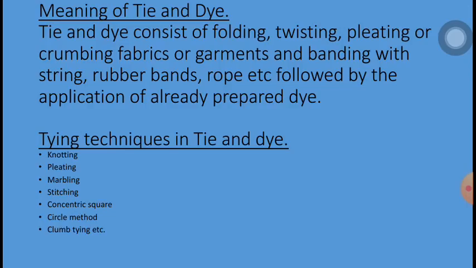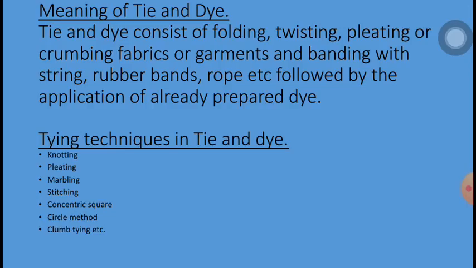Now, the meaning of tie and dye. Tie and dye consists of folding, twisting, pleating or combing fabrics or garments and binding with string, rubber bands, rope, etc., followed by the application of already prepared dye.